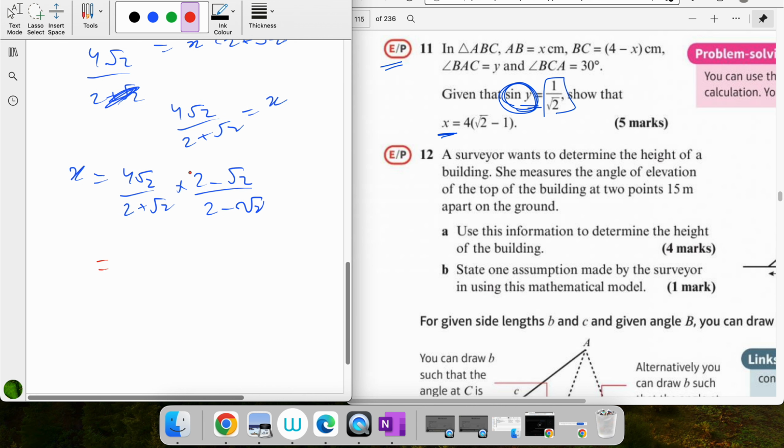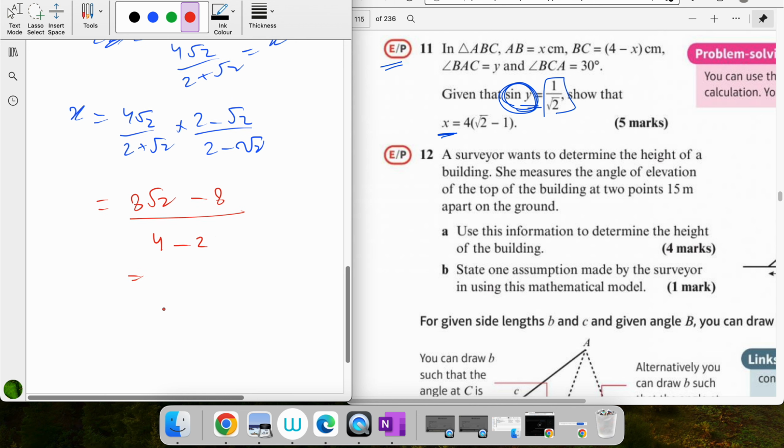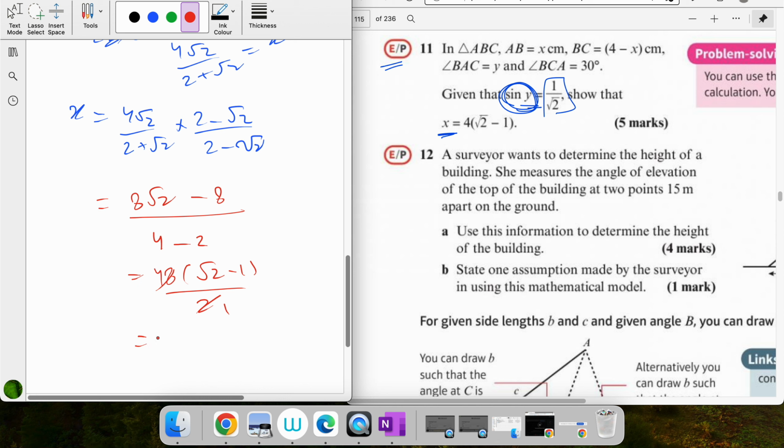So when we multiply these two, I get 8 square root 2. When you multiply the next two, you get minus 8. By a plus b into a minus b is a square minus b square. So we take out this as common. This is 8 square root 2 minus 1 by 2. 2 one times, 2 four times. So 4 square root 2 minus 1, shown.